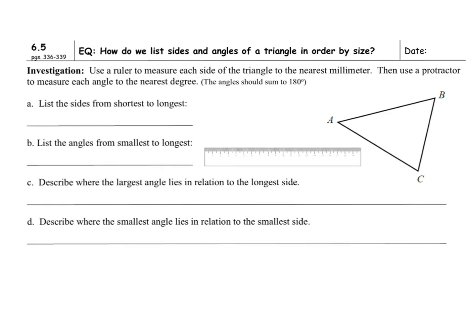Now that we know how to use the triangle inequality theorem to find possible side lengths of triangles, we're going to figure out how we can list sides and angles of triangles in order by size. First, we're going to use a ruler to measure each side of the triangle to the nearest millimeter. Then, use a protractor to measure each angle to the nearest degree. The angles should add to 180.